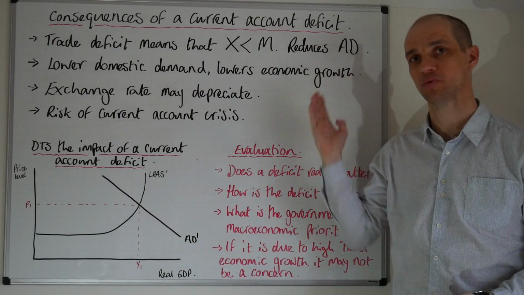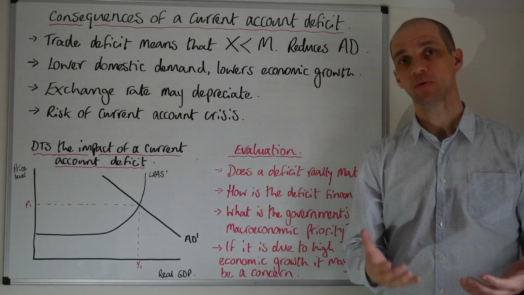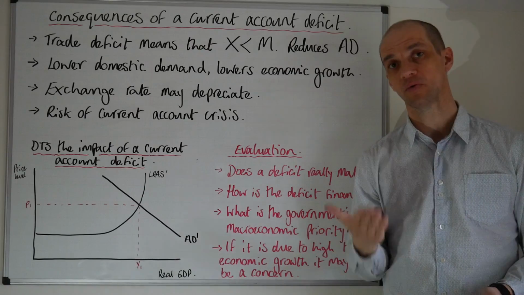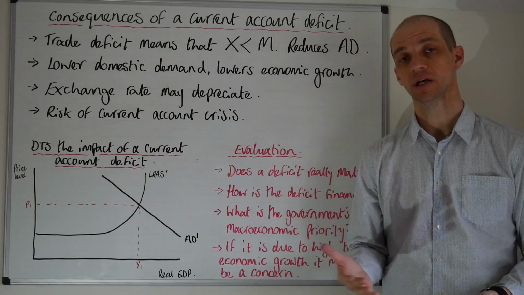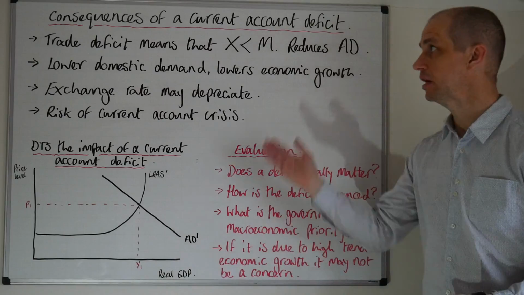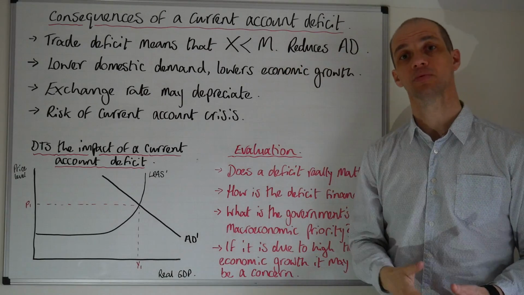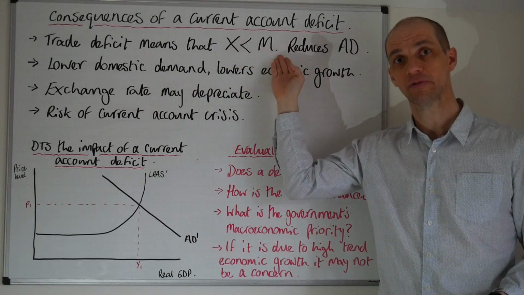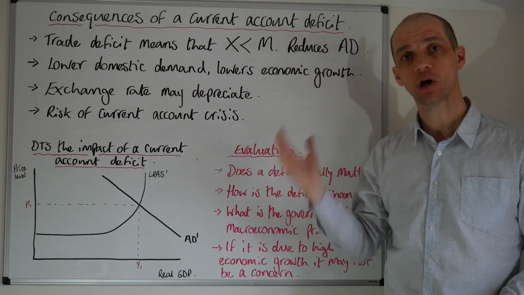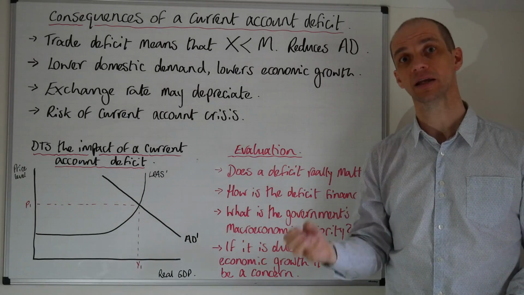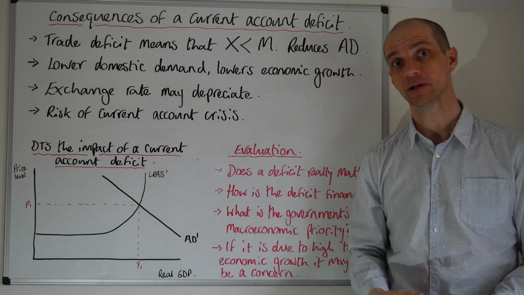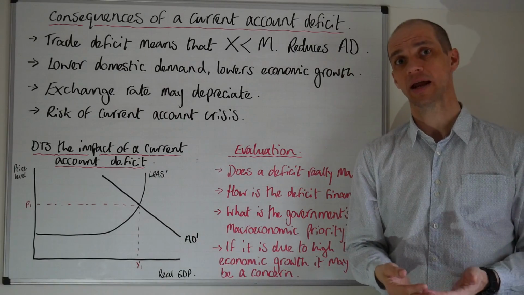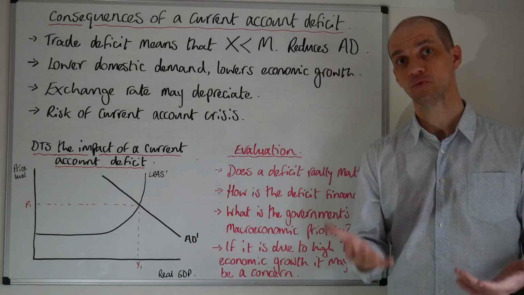Now, as a direct result of that, if you are running a current account deficit, it is likely to mean that you are running a significant trade deficit. So your trade balance is negative, and your trade balance is simply your exports minus your imports. Therefore, the value of your exports would be less than the value of your imports. Now, because the trade balance is reflected as one of the key areas within aggregate demand, this is likely to mean that aggregate demand in the economy will reduce.